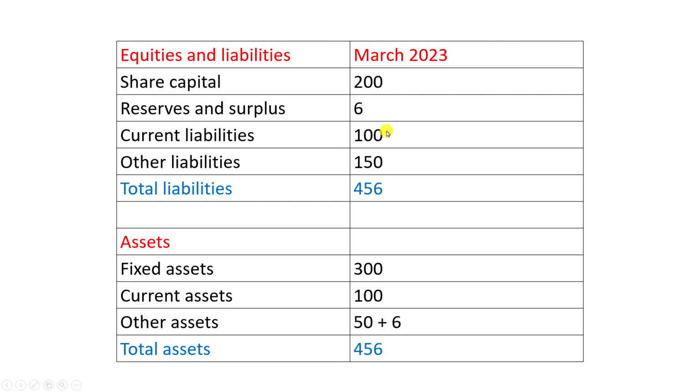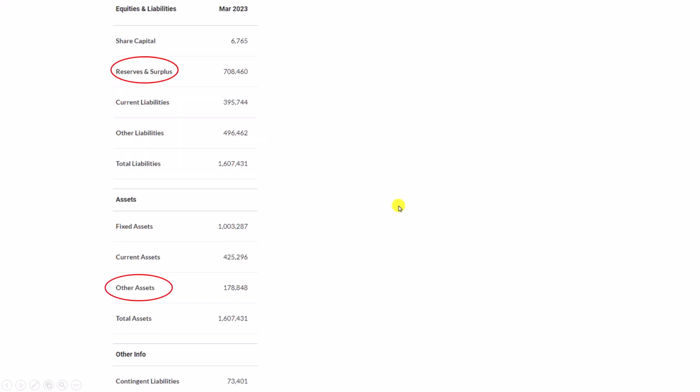Okay. Reserves and surplus is made from two things. One is retained earnings, the one that I explained now. The other one is share premium, which we will see later. Okay, do not worry about it. I hope it is clear. Now, let us proceed to this.